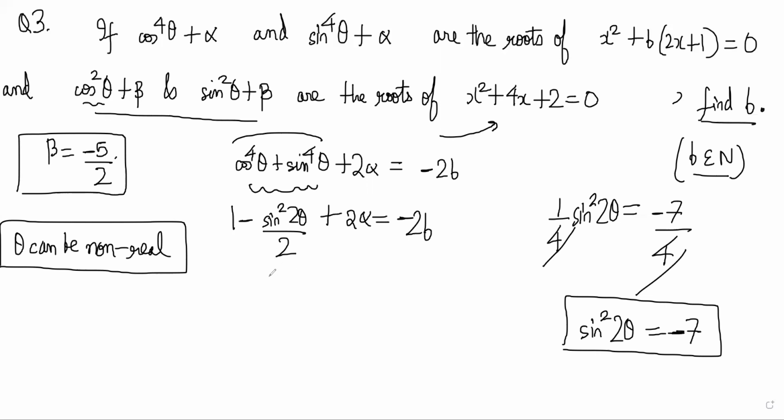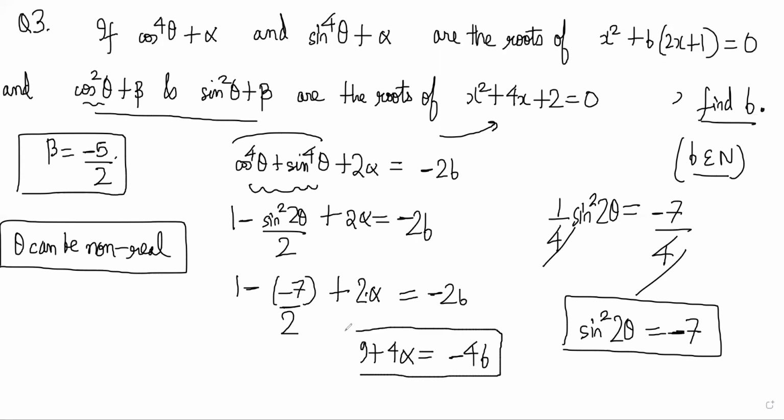So 1 minus 7 by 2, plus 2 alpha is equal to minus 2b. So you get an equation: 9 by 2. So 9 plus 4 alpha is equal to minus 4b, right? Okay, so that is one equation.